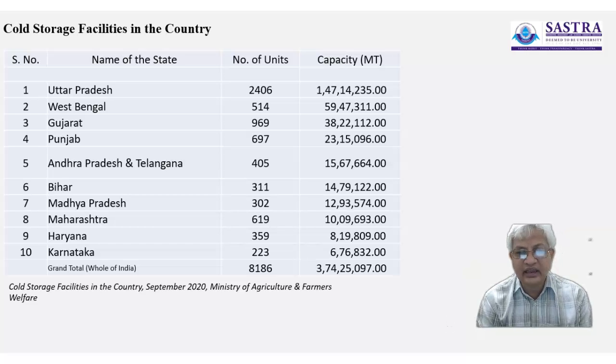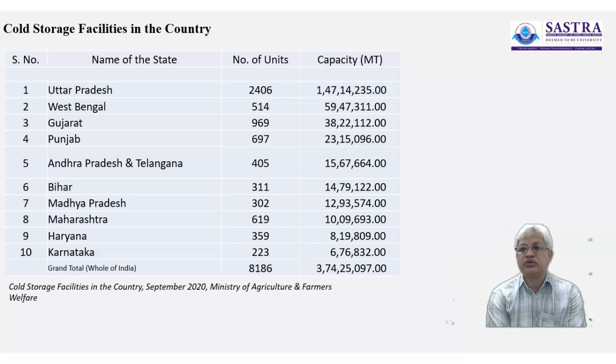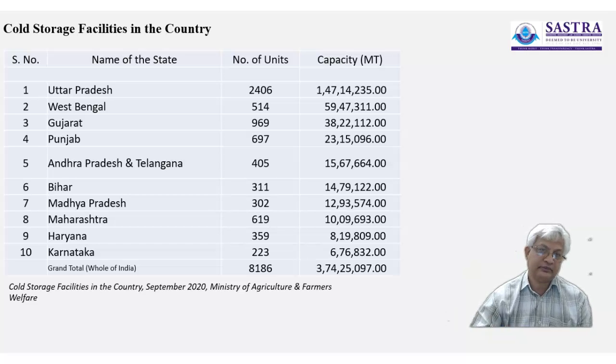However, in the ranking, we see that the number of units is maximum in Uttar Pradesh. That comes to roughly 2,400 units with a very massive capacity, followed by West Bengal, Gujarat, Punjab, which is the agricultural belt of our India, the wheat growing belt, and followed by other states, and one of the top 10. There are further states also, but till 200, Karnataka has 223 units with a storage facility of not more than 6,76,000 metric tons capacity. So these are all the cold storage facilities available in the country.